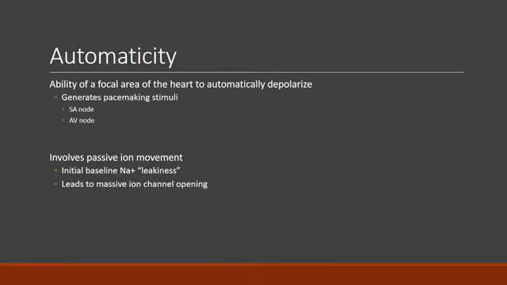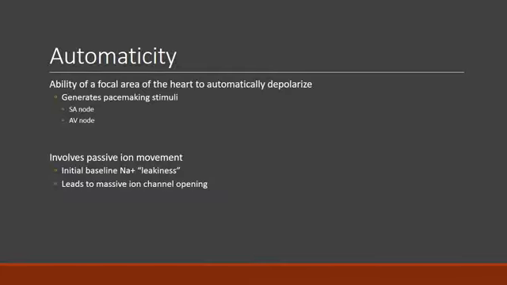Now let's move on and talk about automaticity and what that concept means. When we talk about automaticity, we're talking about the ability of a specific part or a focal area of the heart to automatically depolarize all by itself. There are several parts of the heart that can do this. The two that are of most concern, though, are the SA node and the AV node. These are the pacemaking generator spots of the heart, specifically the SA node.